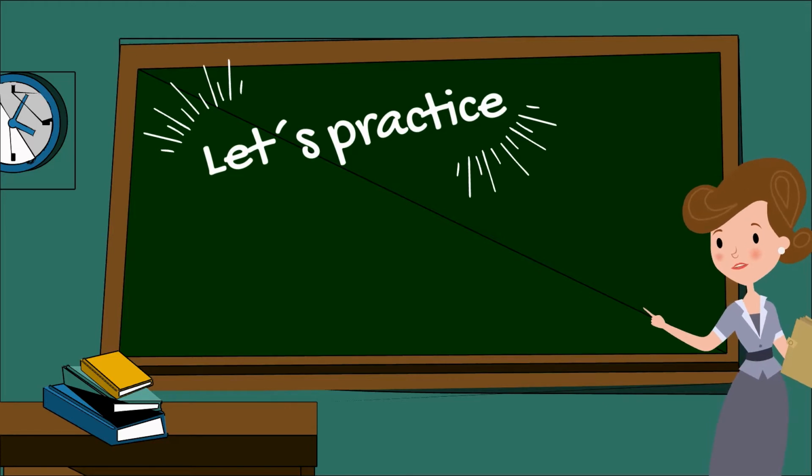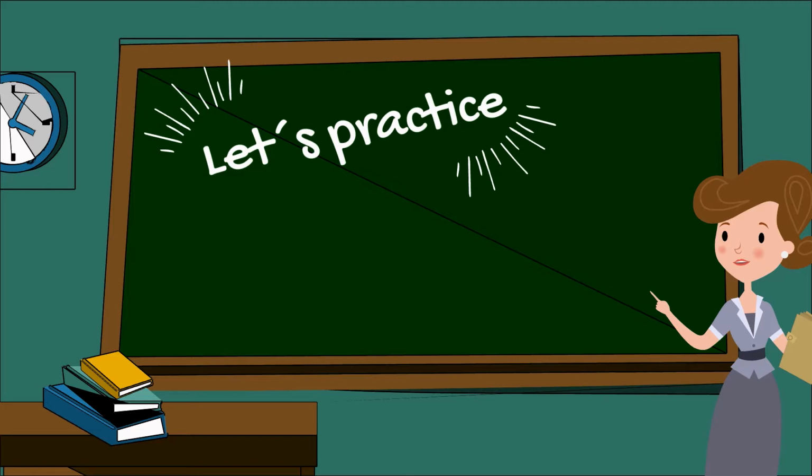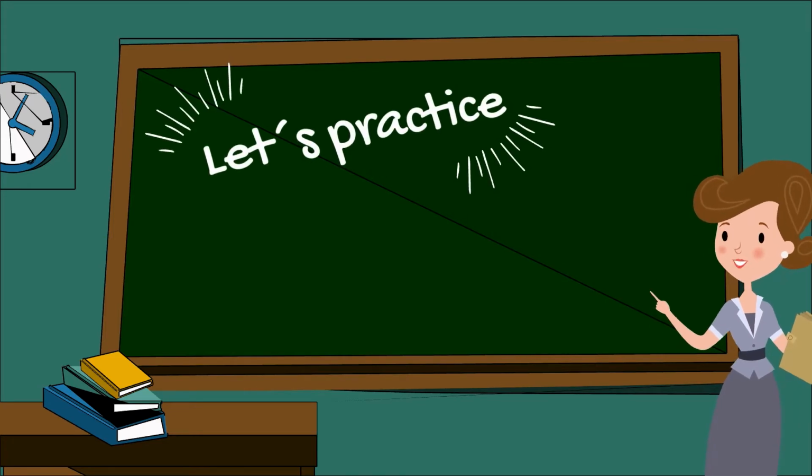Let's practice. Answer this question. Which are the characters of the story? Huitzilopochtli? Aztecs? Robin Hood? Which one? Question number 2. Which is the setting of this story? Tenochtitlan or China? Well done. Tenochtitlan. Question number 3. Now tell me 4 verbs from this story. 1. Abandoned. 2. Started. 3. Found. 4. Built.